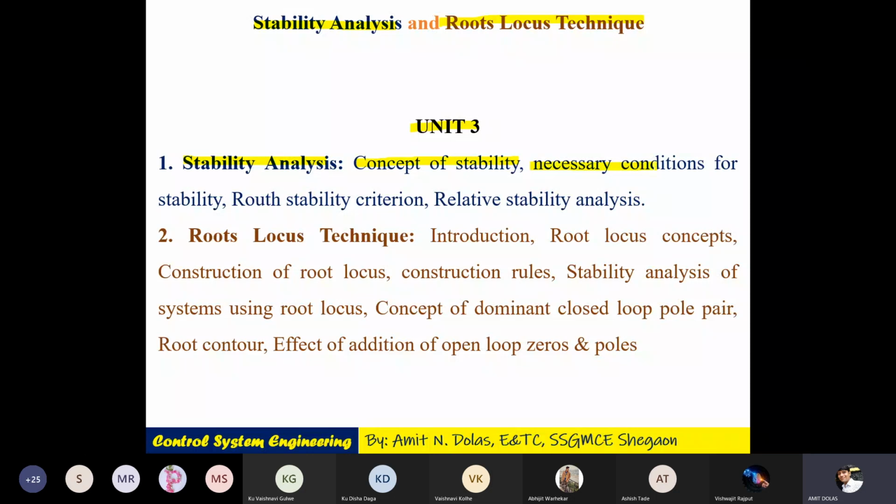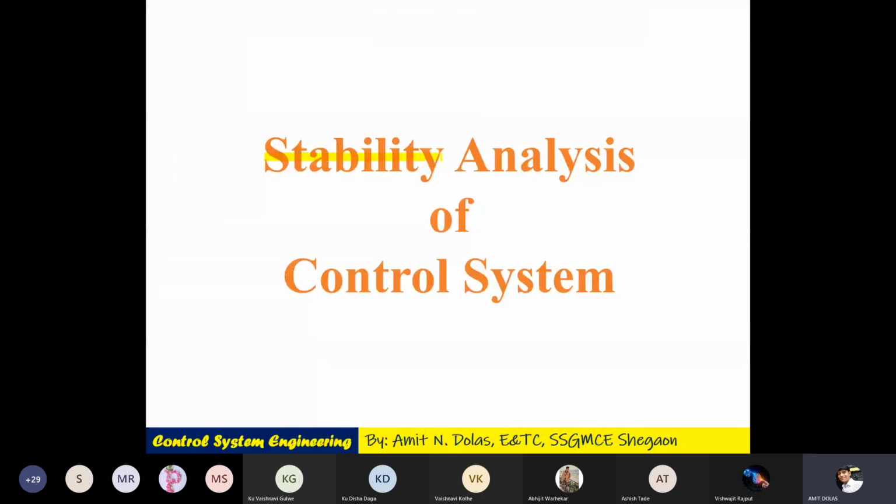And another point in this unit is root locus technique, about which introduction, root locus concept, then construction of root locus, then construction rules, stability analysis of system using root locus, concept of dominant closed loop pole pair, root contour, effect of addition of open loop zeros and poles. So these are the short points of unit number 3. Moving to the content of unit number 3, first is the stability analysis of control system.